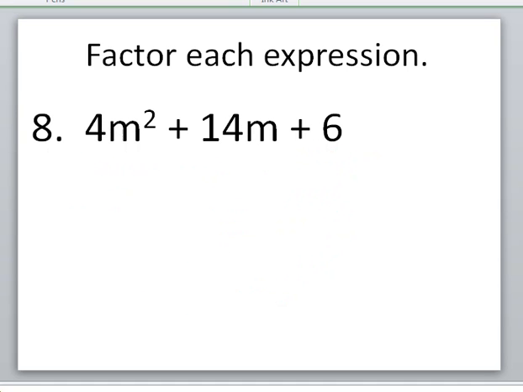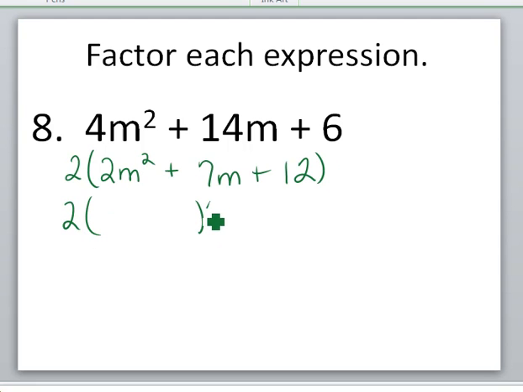For the next example here, I have a 4m squared. There's different things that will give me 4, but I also need to check for the greatest common factor. 4 doesn't go into 6, but the next factor is 2, and 2 does go into all of those. They're all even numbers, so I can take out a 2. 2 times 2 is 4m squared. 2 times 7 is 14m, and 2 times 6 is 12. Now I'll just carry that down. I'll put 2m and an m.